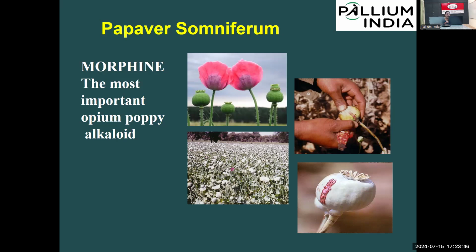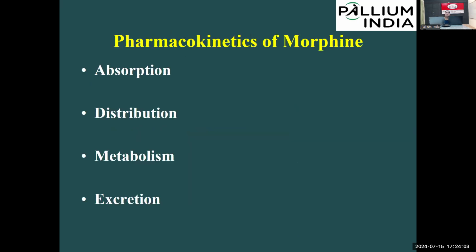So this morphine is legally permitted to be cultivated in 3 states in India: Uttar Pradesh, Rajasthan, and Madhya Pradesh are the 3 states in India with legal permission for cultivation. And moving on to the pharmacokinetics of morphine.